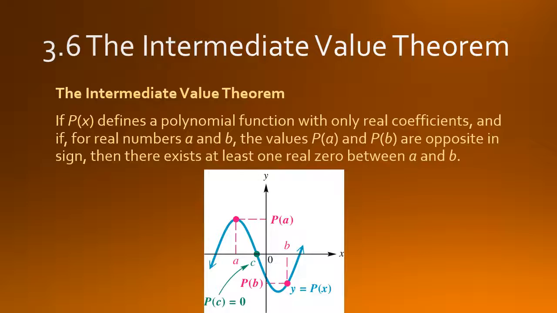In other words, if you look at this graph, we have two x values, a and b. So you find the y value that matches with a and you get a positive number. Then you find the y value that matches with b and you get a negative number. What the intermediate value theorem says is that somewhere between a and b, the graph had to have crossed the x-axis. Because it went from a positive y value to a negative, it must have crossed 0 at some point.